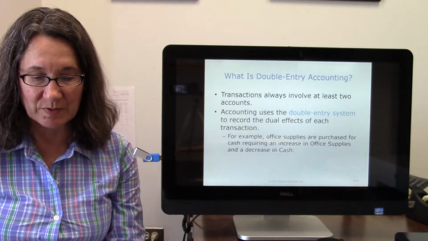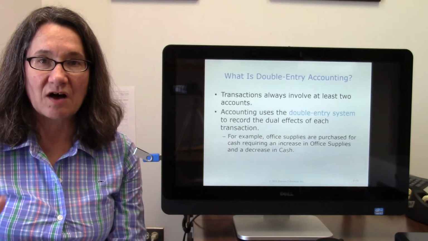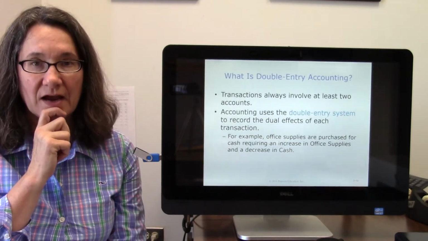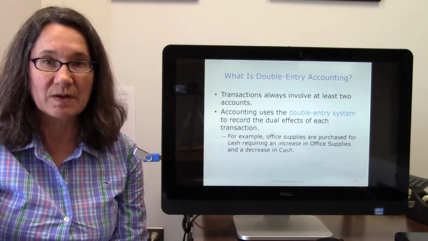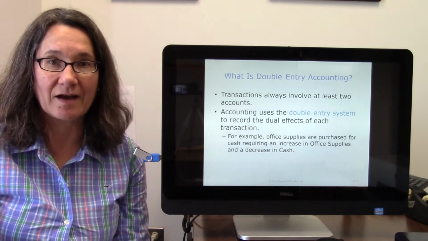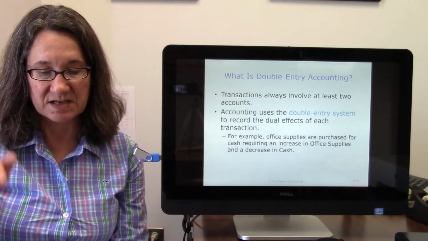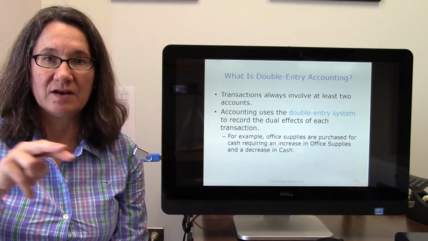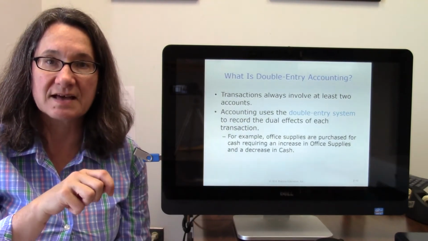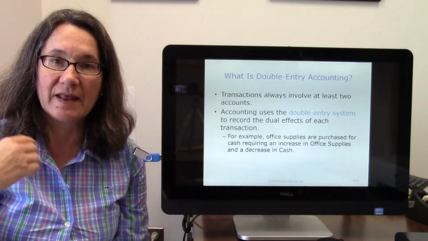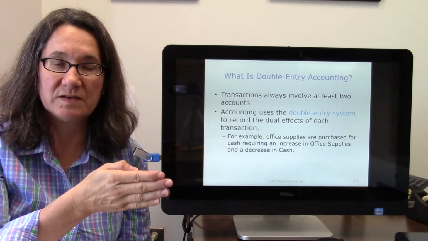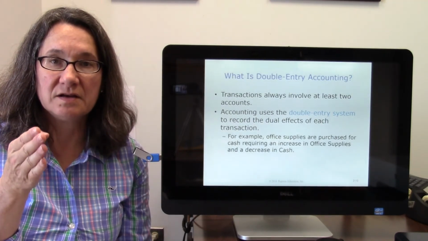All right, for example, suppose you purchase office supplies with cash, right? So we've increased office supplies, which is an asset, and we've decreased cash, which is an asset. So an increase and a decrease occurred on the asset side, so we're still in balance, and that was 2 entries. 1 to supplies and 1 to cash.